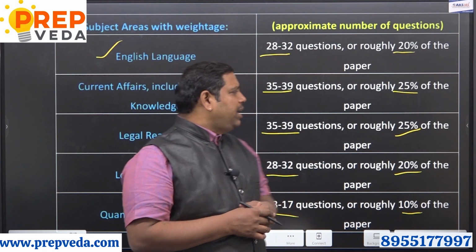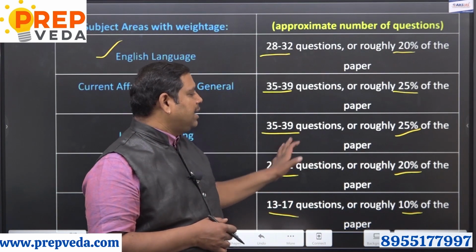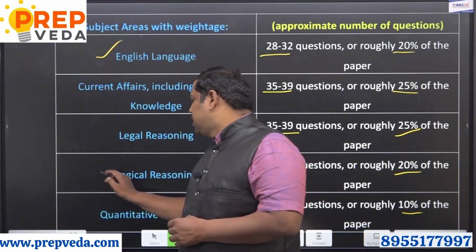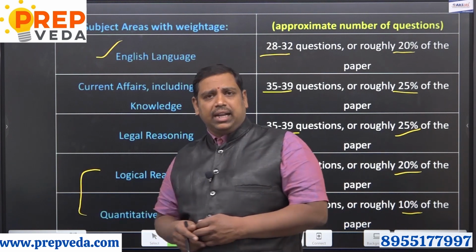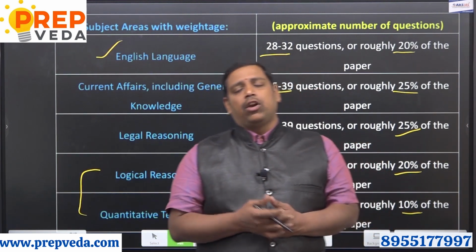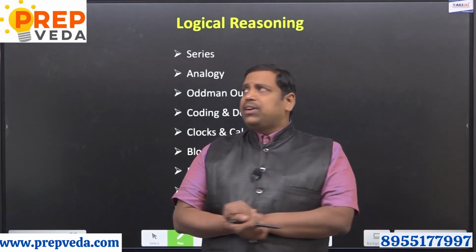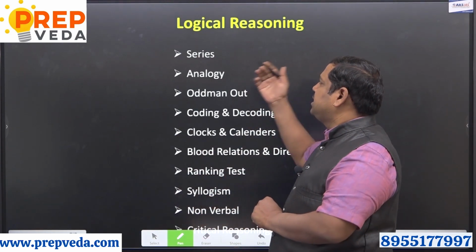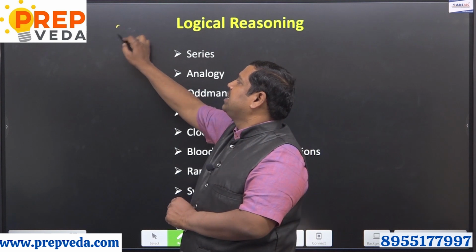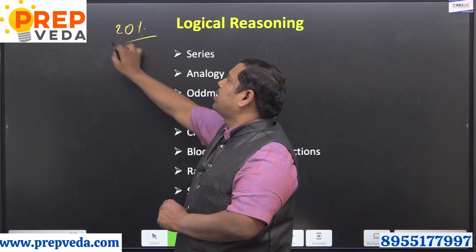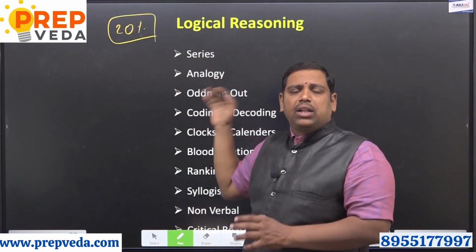Now we should know what content is available in these two, especially logical reasoning and quantitative techniques. What are the subjects and what are the topics available? I'll show you one by one. See the first one, logical reasoning. Since it has 20% of the weightage, that means more weightage comes from this one. So we should know what topics are available here.